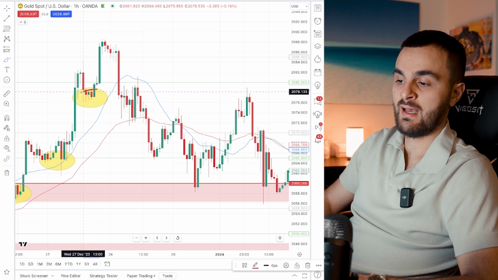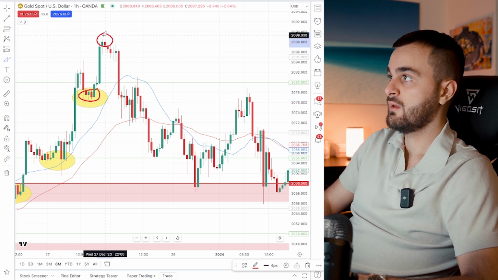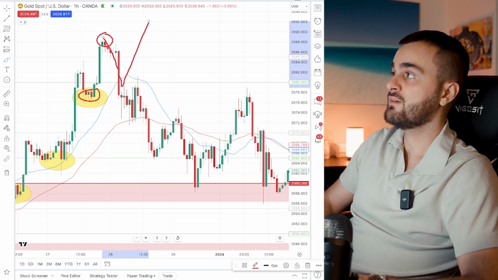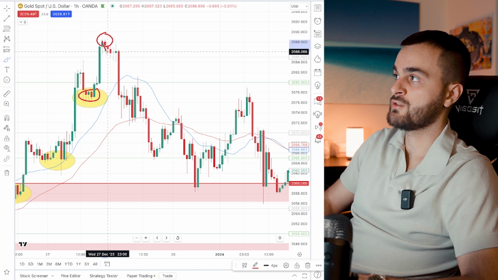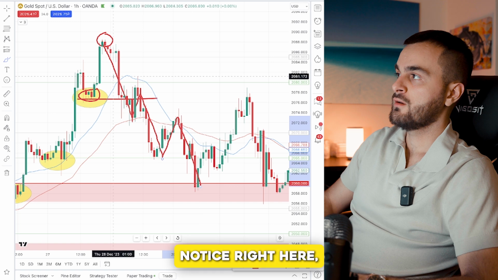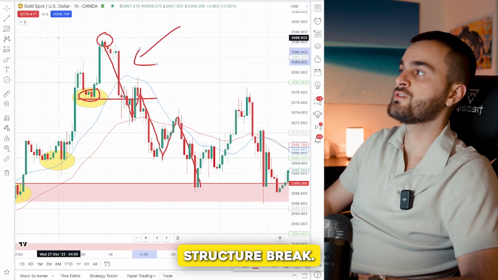Here we have the last low that created a high. What did the market do? It retraced, but it didn't go up more. It failed. So the trend broke here, the trend went down, and then we started trending the other way. Notice right here, this is the beginning of the shift. This is the market structure break.